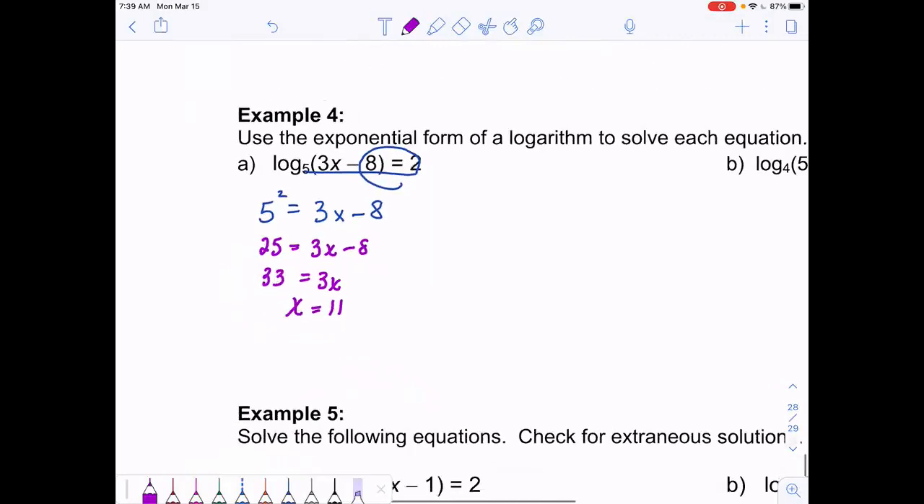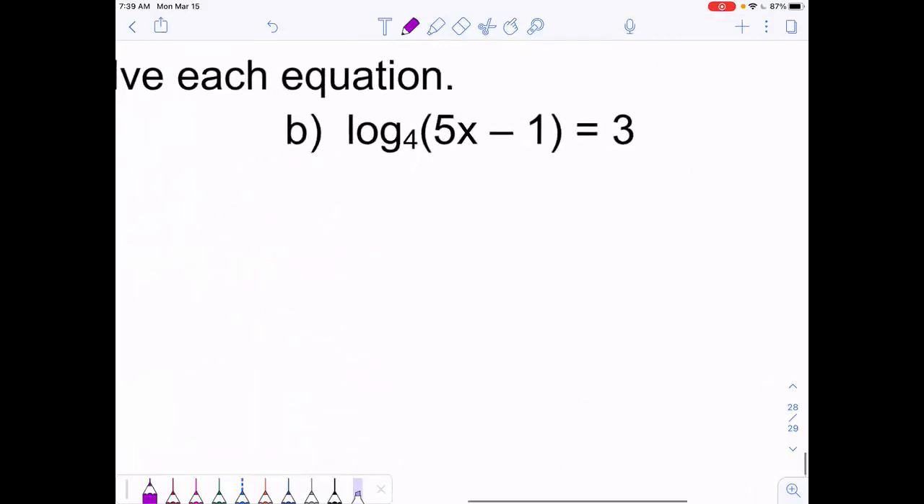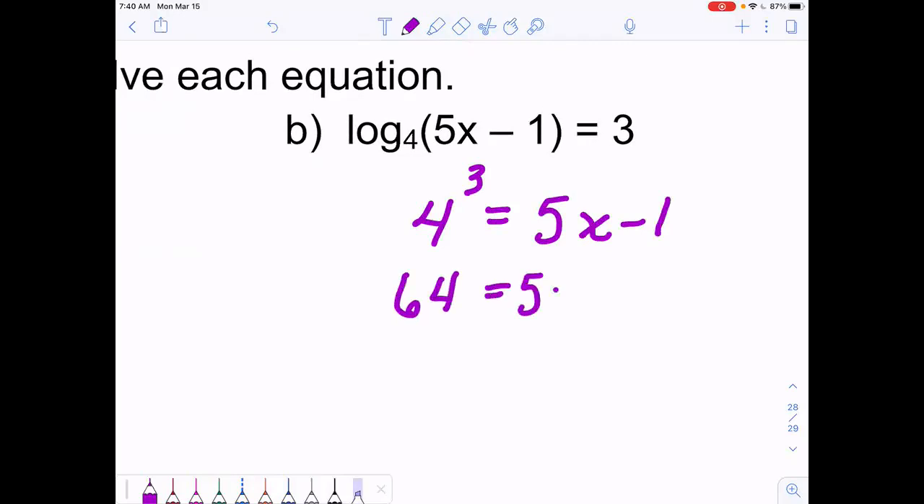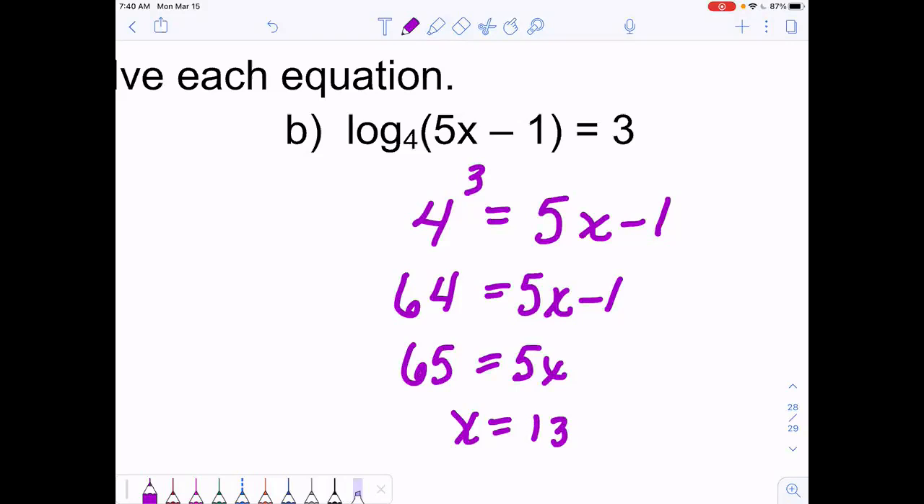So part B, the log base 4 of the quantity 5x minus 1 equals 3. So Riley, how could you write this one as an exponent? 4 cubed is 64, nice. So when we add 1, we get 65 equals 5x. What is 65 divided by 5? Excellent, nice job, 13. So that seems pretty straightforward too.